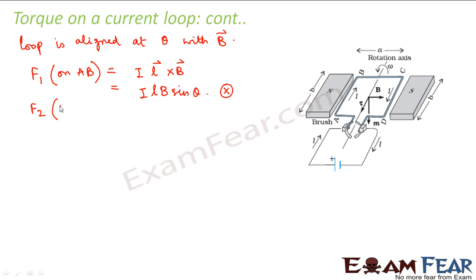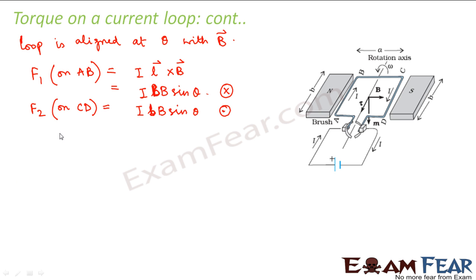Similarly, we will calculate the force on CD. That will also be I L B, but now L is not L, it is small b. So this will be I B b sine theta, and this will act in the upward direction. The only difference in this case is that earlier theta was 90 degrees because B was aligned along the direction of the rectangular coil. But now it is not aligned exactly parallel to the magnetic field. Instead, it makes some angle theta. So we have included that angle theta.